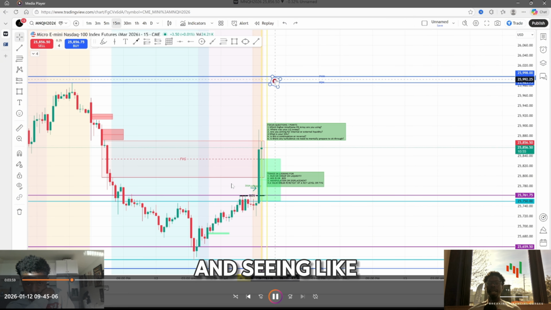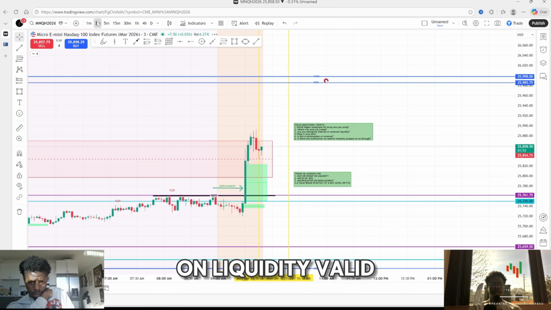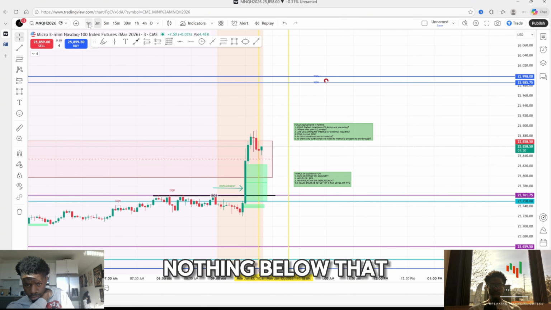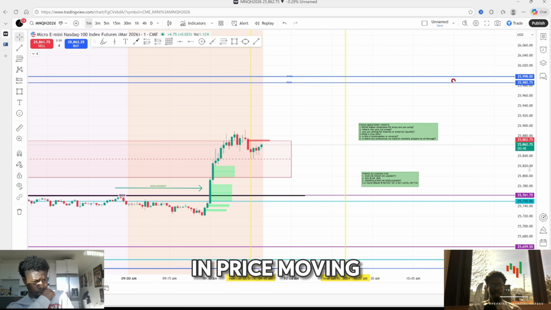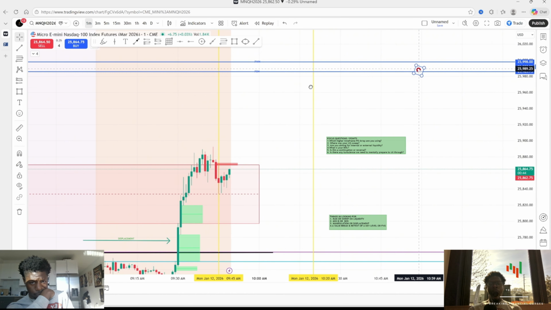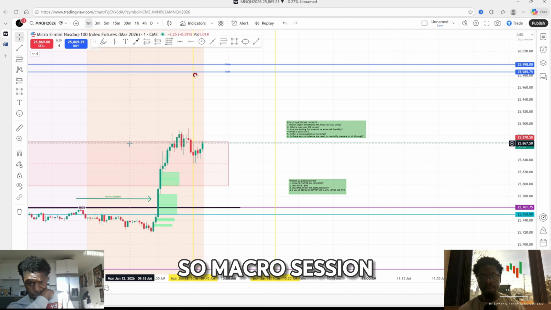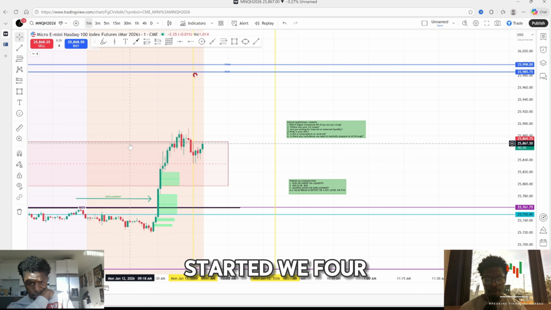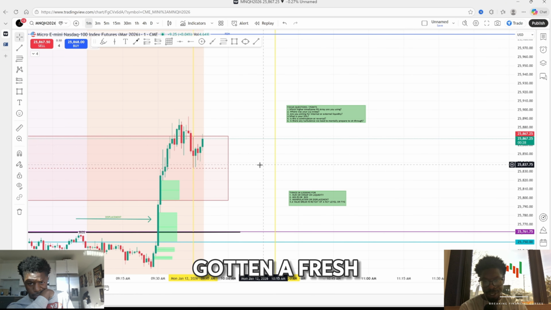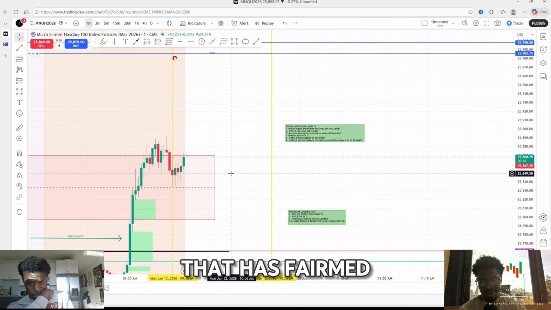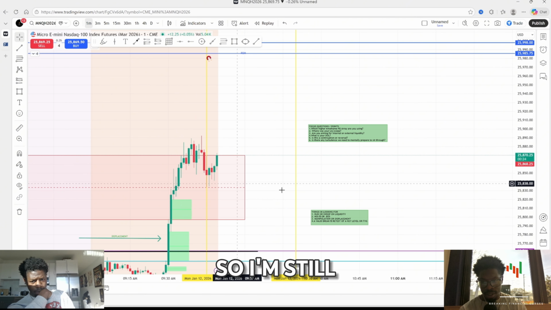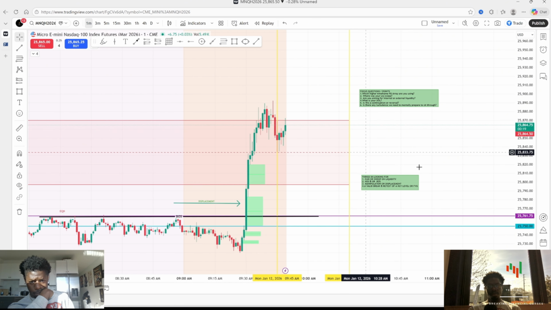I'm just looking and seeing, making sure I'm keeping my draws on liquidity valid. I didn't have anything below that I was interested in price moving towards. So the macro session started, we're 4 minutes in, and we still haven't gotten a fresh fair value gap that has formed during my macro session. So I'm still just standing by, just waiting.